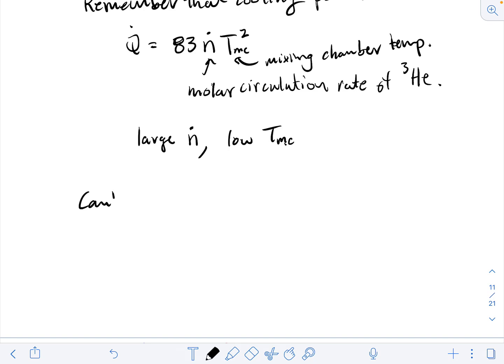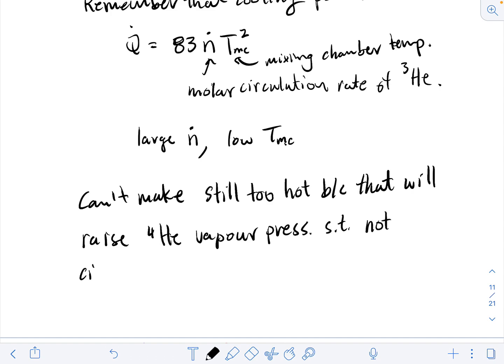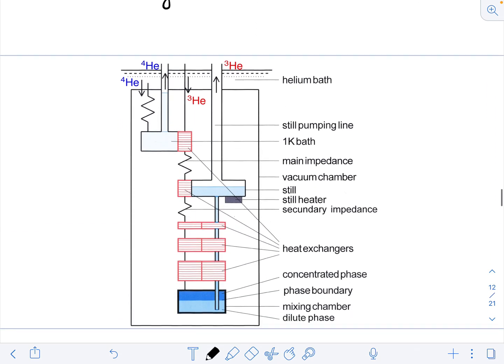Okay, so we can't make the still too hot because that will raise the helium-4 vapor pressure such that we are no longer circulating almost pure helium-3. Okay, and so in this picture, there is a heater on the still.